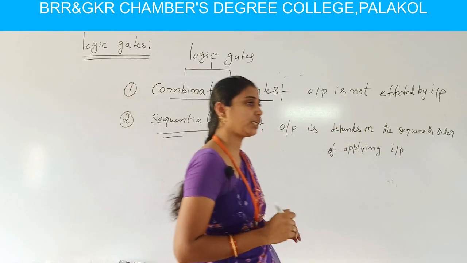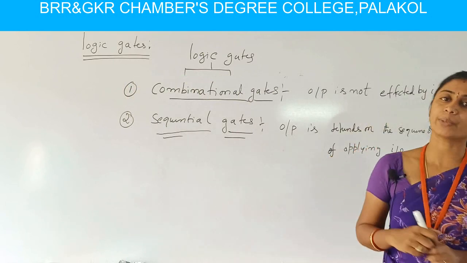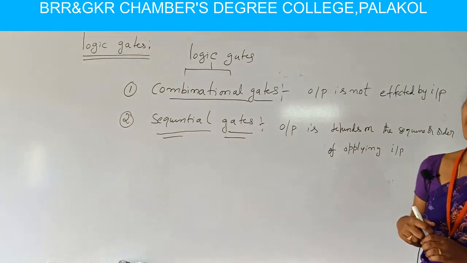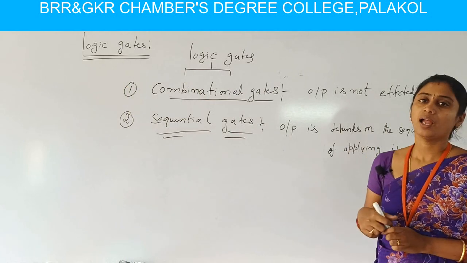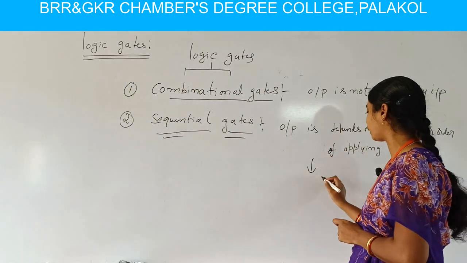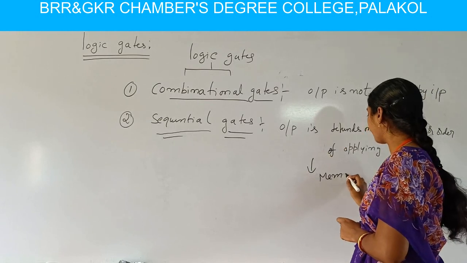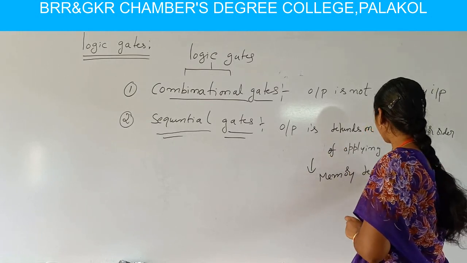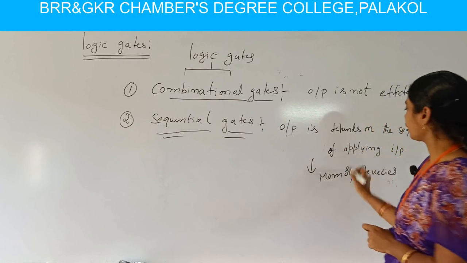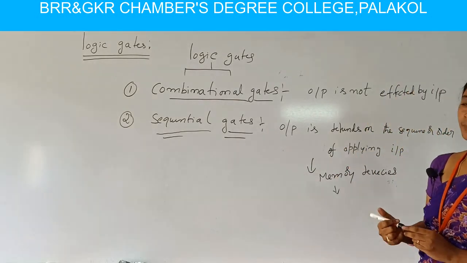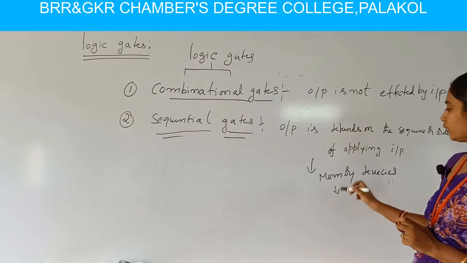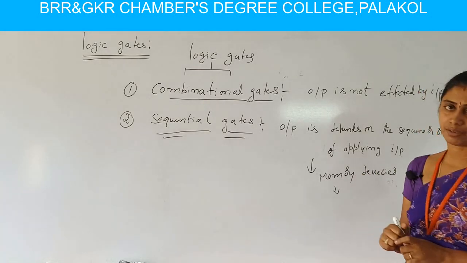Sequential gates act as memory devices, because the previous input applied to the device is stored in sequential gates. They are affected by the order or sequence of applying the input. Hence they act as memory storage devices.